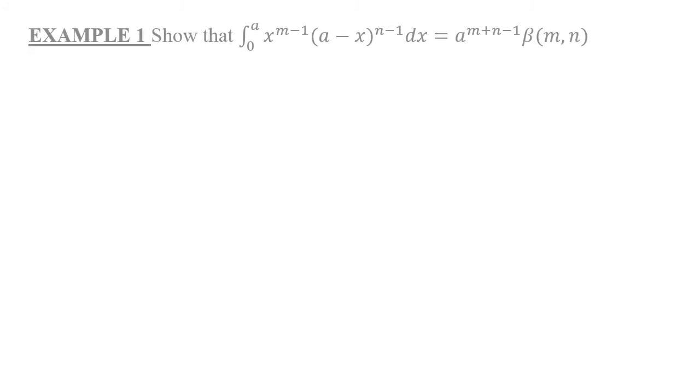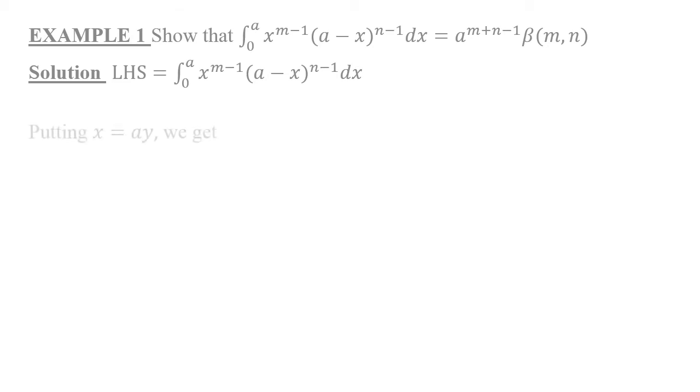Now let's see one example of the beta function. Here we have to show that the integration from 0 to a of x to the power m minus 1 times (a minus x) to the power n minus 1 dx is equal to a to the power m plus n minus 1 times beta(m, n). So we start with the LHS. LHS is given, that is the integration from 0 to a of x to the power m minus 1 times (a minus x) to the power n minus 1 dx.